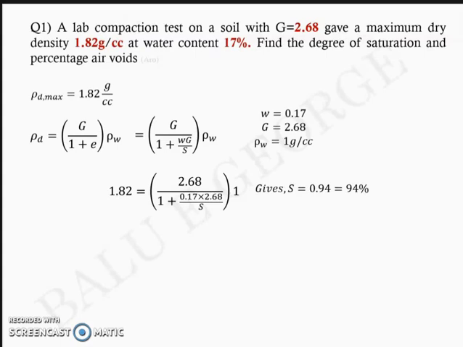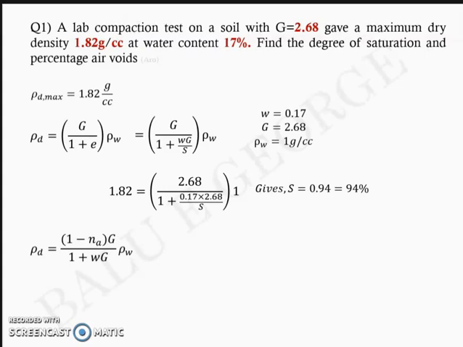So once you solve that equation, you get S as around 0.94, or you can rewrite it as 94%. Now, the second part of the question, you're asked to find the percentage air voids. Now, percentage air voids is nothing but na, right? So you have an equation connecting na and rho d, which we have already discussed in the theory portion. Rho d equal to (1 minus na) by (1 plus wG) into G into rho w, right?